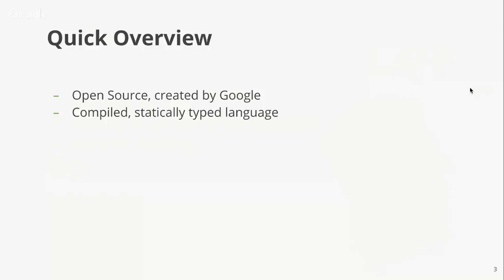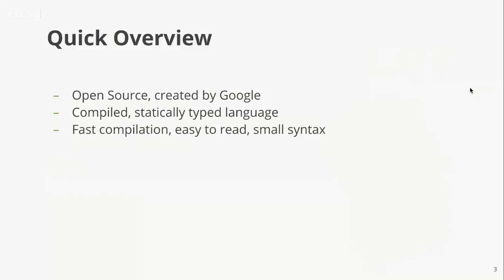So, quick overview. Go has been created by Google in about 2009 by 3 engineers. It's open source. It's a programming language which is compiled and statically typed. One of the goals of the language were that you have a fast compilation, so you can iterate quickly on the code you produce and compile and see the result in a speedy way.